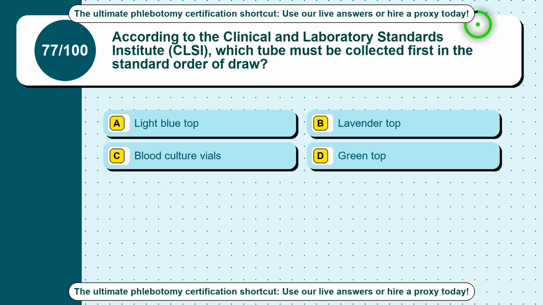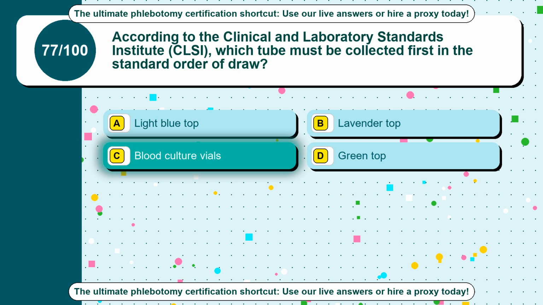Question 77. According to the Clinical and Laboratory Standards Institute, CLSI, which tube must be collected first in the standard order of draw? Option A, light blue top. Option B, lavender top. Option C, blood culture vials. Option D, green top. The correct answer is option C, blood culture vials.